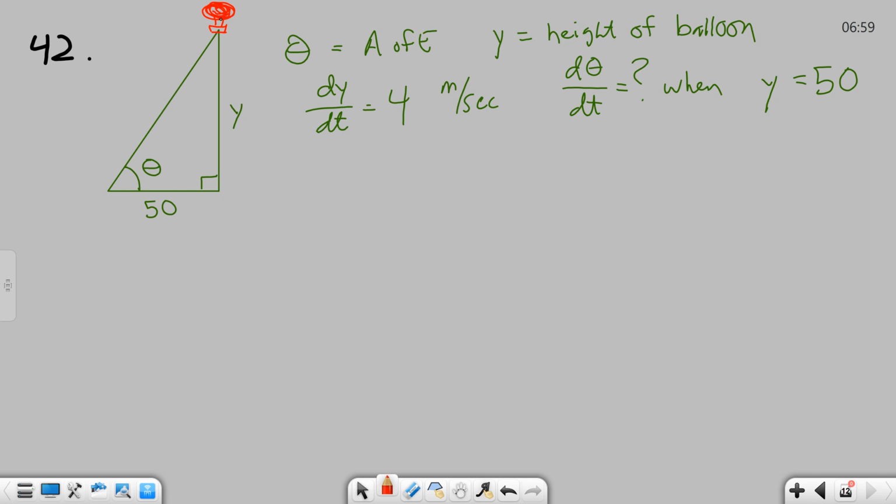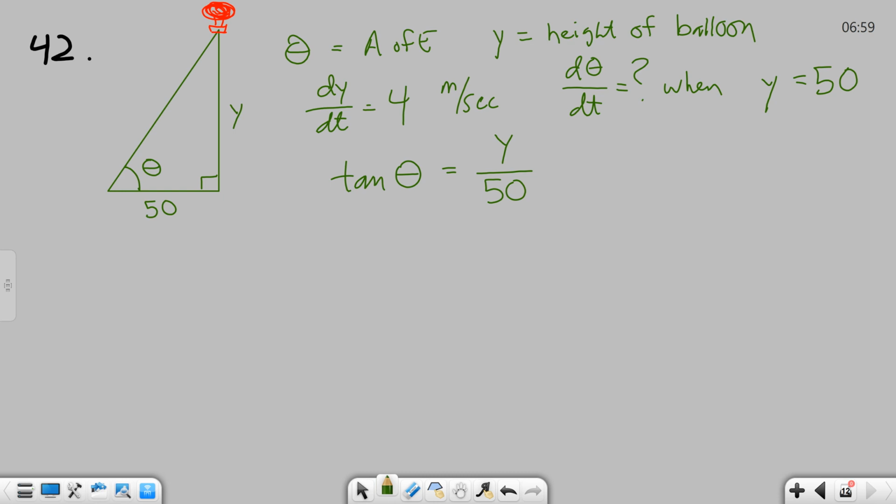Well, our general equation here becomes the trig value that we would get from this right triangle trig. So the tangent of theta is equal to y over 50. And again, I can put the 50 in right away because the observer on the ground never moves. So that distance is constant, so that goes in right away.